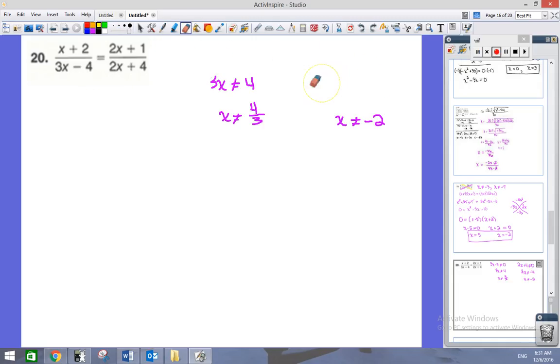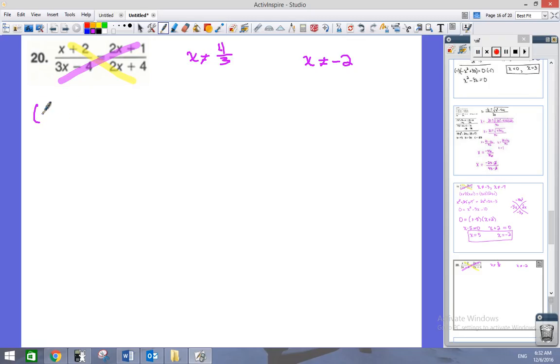So they want us to state these restrictions now to be aware of them. So if you get your answers from the cross product could result in one of these values in which you'd have to throw it out. Doesn't happen often, but it happens often enough that you need to be aware of it.